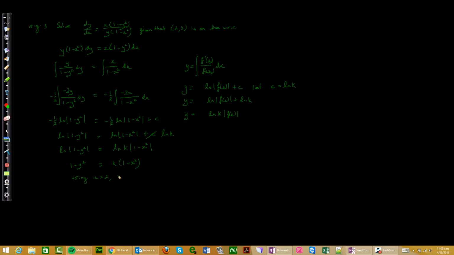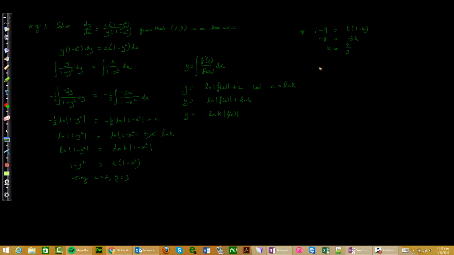using x equals 2, y equals 3. Now I'm running out of room on my stylus here a little bit, so I'm going to move my working over to here now, just a little easier to write for me. So I can have 1 minus 3 squared would be 9 equal to k bracket 1 minus 2 squared would be 1 minus 4. So we'd have negative 8 equals negative 3k, and if you solve that you get k equals negative 8 over negative 3. The negatives would cancel and you'd have 8/3.